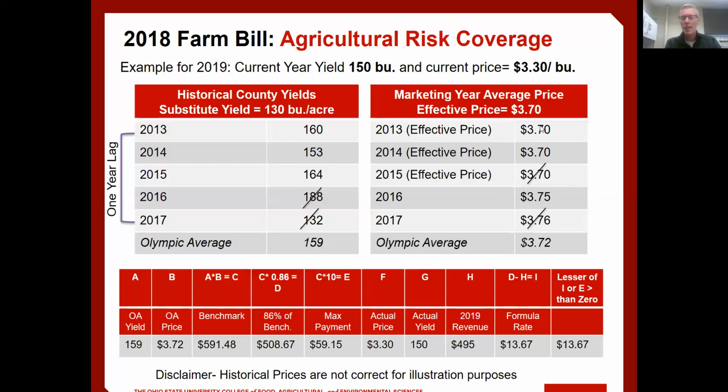And so in this case, we're going to drop the high and low price. So for this, I've got a reference price of $3.76, and again, these are just random prices. I just type stuff in here. But we're going to get rid of $3.76. We're also going to drop the $3.70 in 2015. Now, the reason I put random prices in here and didn't use the actual prices is because all of these would be $3.70. We've had consistently lower than the reference price marketing year average prices for corn. But if we drop the high and the low, we get an Olympic average price of $3.72.